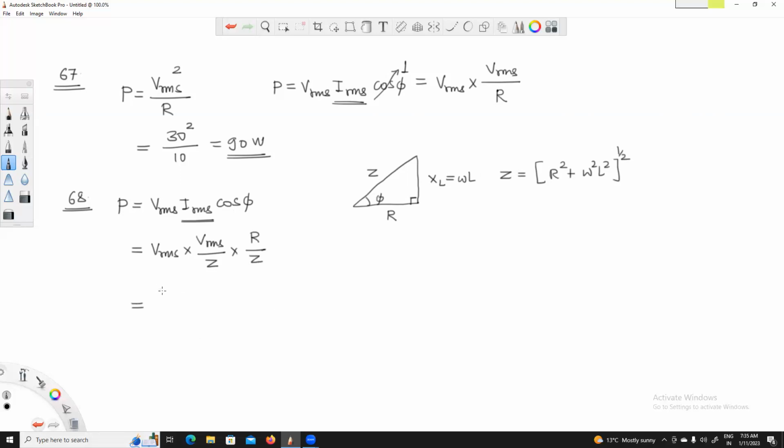So what I get here is V RMS square times resistance divided by Z square, and Z square is R square plus omega square L square. So it is simply written as V square R divided by R square plus omega square L square. So this is the power dissipated in the circuit. You must know the impedance triangle. This is the basic impedance triangle and basic formula and power factors. That's it. Nothing apart from that.